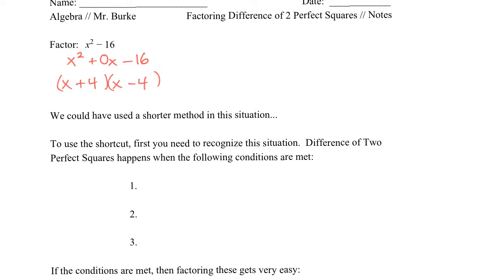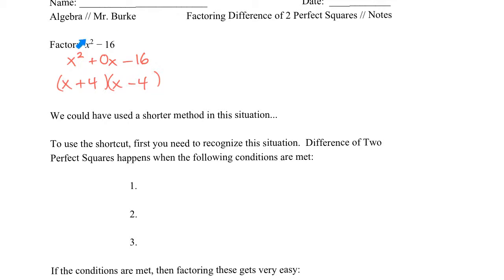So this is a completely valid way of doing these types of trinomials if you want to. But there is a shortcut. And in order to use the shortcut, you need to recognize the situation. So let's talk about what happened here so that I know that this is the situation of difference of two perfect squares. So let's talk about how you recognize it.